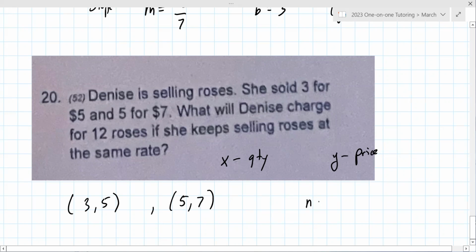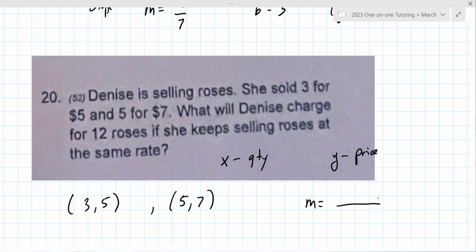So can you get the slope of this, please? Yeah.